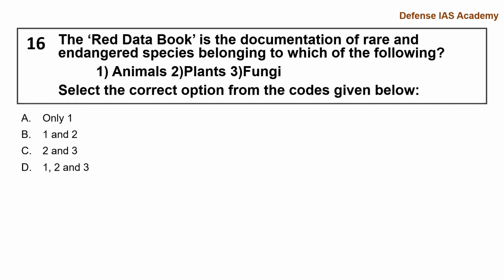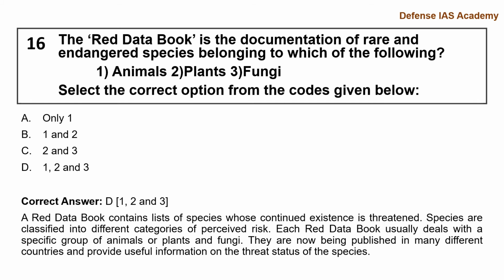Next, question 16. The Red Data Book is the documentation of rare and endangered species belonging to which of the following? 1. Animals, 2. Plants, 3. Fungi. Select the correct option from the codes given below. The correct answer is option D, 1, 2 and 3.